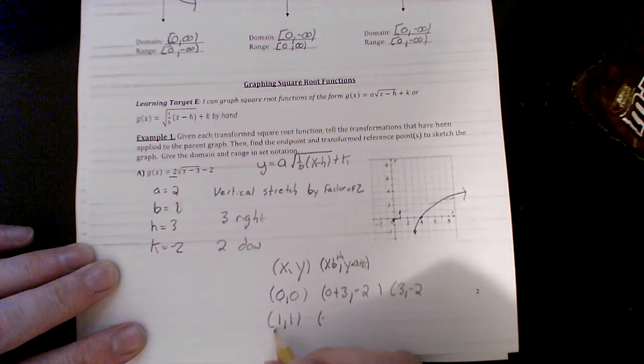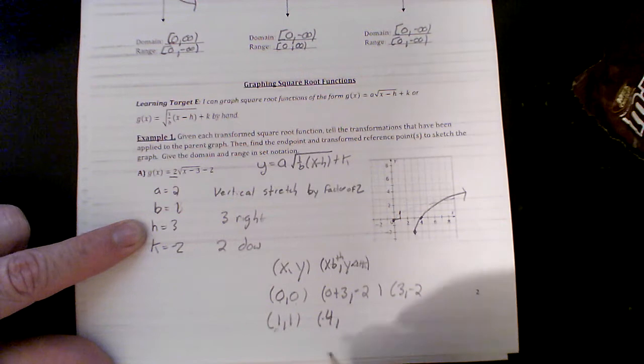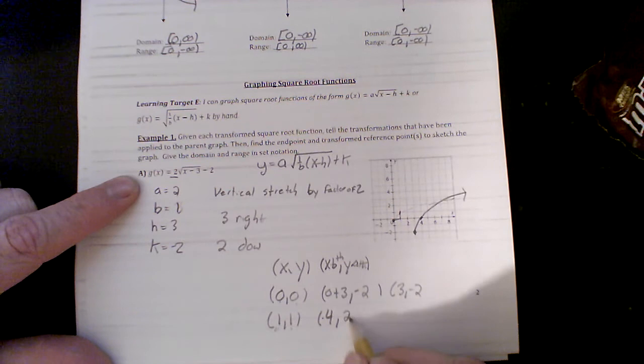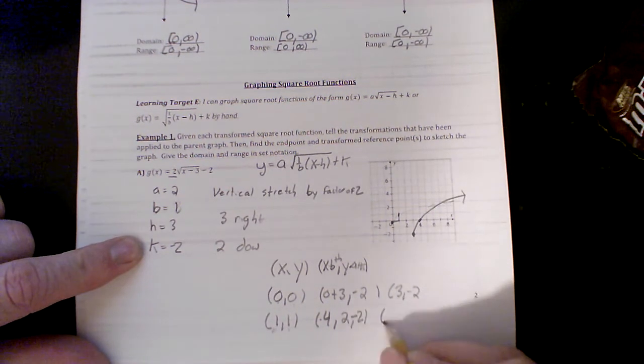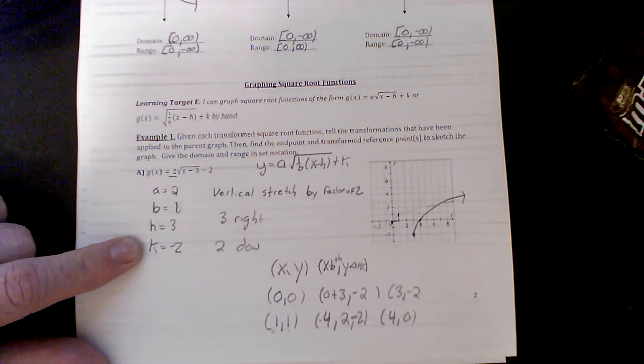Remember, my x values get multiplied by b, add h. So 1 times b is 1, plus h is 4, right? This one I'm going to multiply by a and add k. 1 times 2 is 2. Let's go ahead and subtract 2. Minus 2, that's my k value, and I should get 4, 0. I apologize for that little comma right there. And I can see those 2 points graphed.